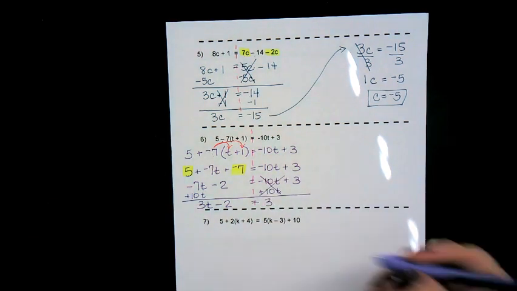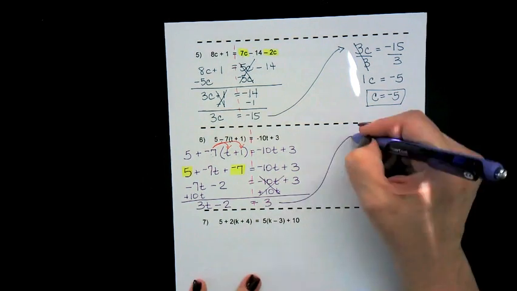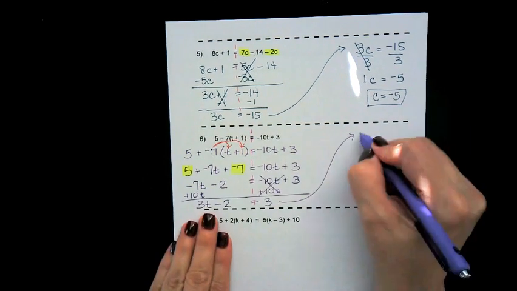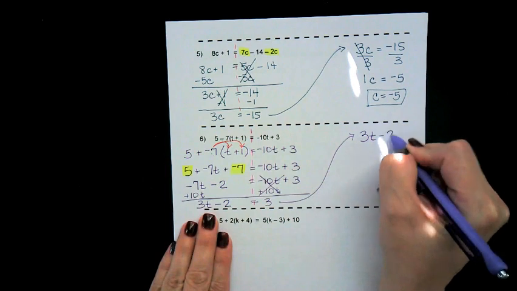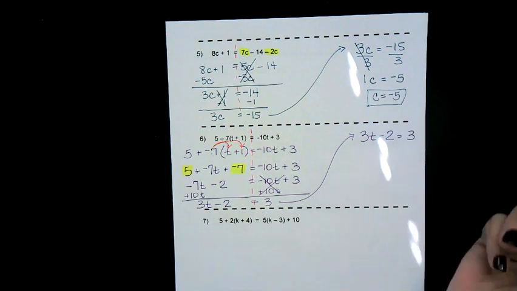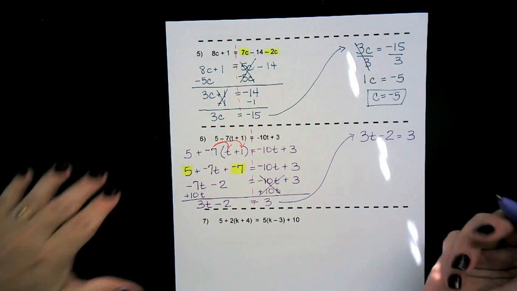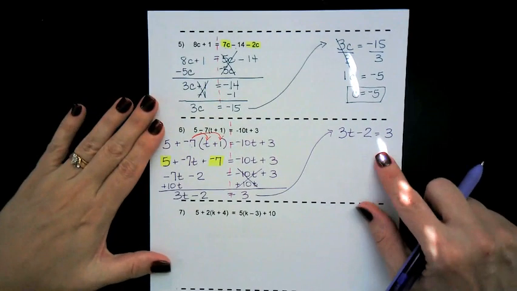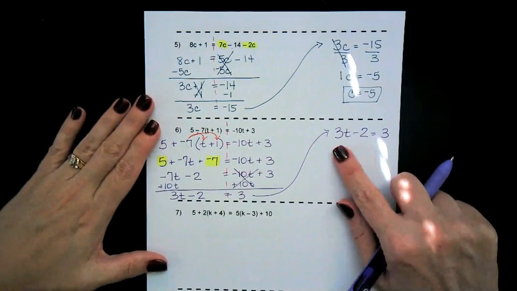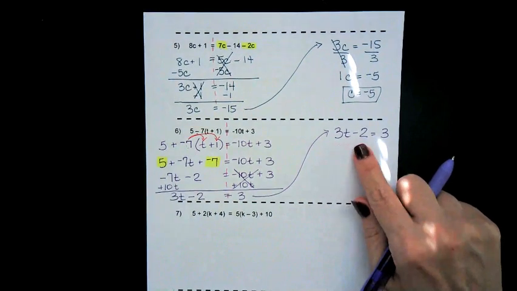Now I'm running out of room. So let's do a little rewrite over here. I'm just taking this equation here, 3t minus 2 equals 3. And now we have our two-step equation. So what's happening to the variable? It's being multiplied by 3, being subtracted by 2.